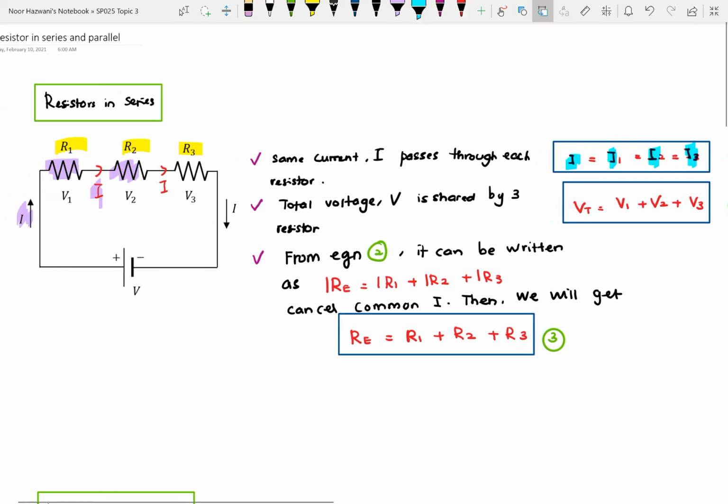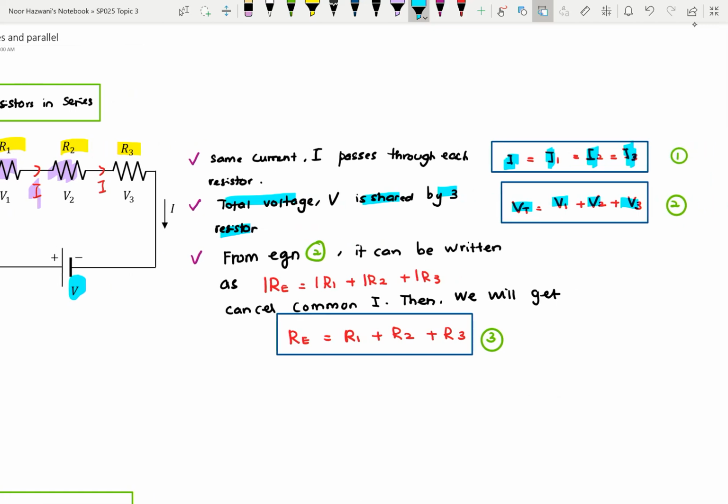Okay, and then the total voltage V, which is from the supply, is shared by the three resistors. So we could write the equation V total is equal to V1 plus V2 plus V3. Kita tak cakap the equally shared, tapi dia dikongsi. Okay, so this would be your second equation.